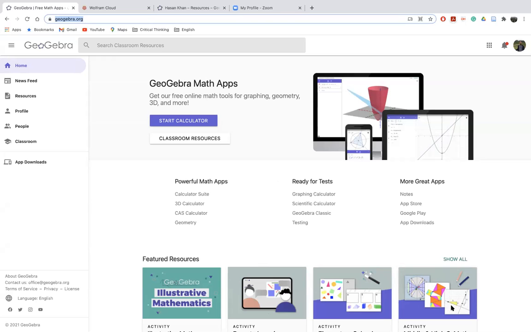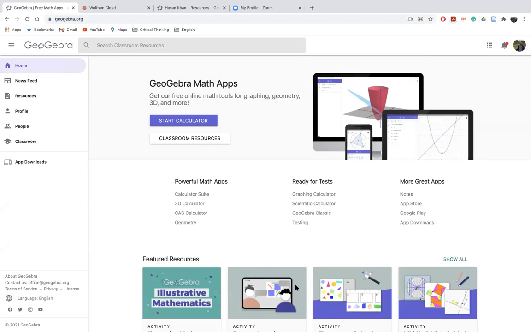Okay, how many of you have basically used this tool, GeoGebra? Let me see if I can create it here. Okay, nice. Nadia, okay, perfect. Okay, so if you have used it, it's perfectly fine.